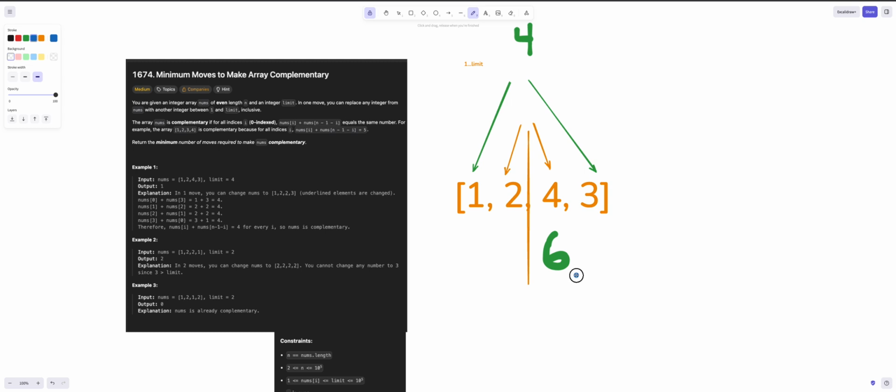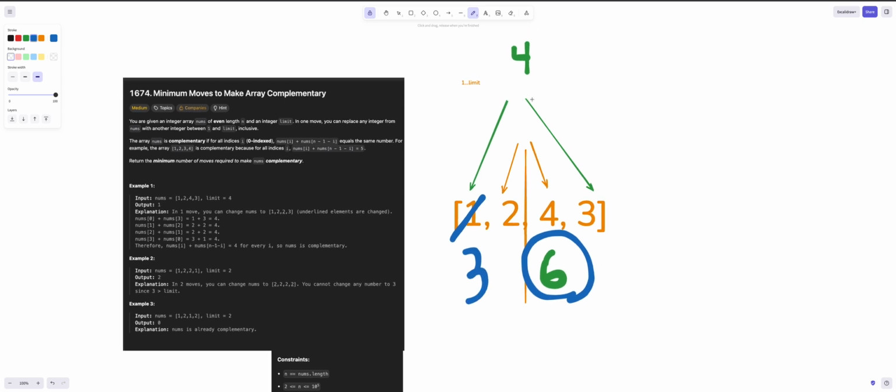Let's consider we take 6 as our target. There's a simple way to change it. We just simply replace the 1 with 3. So 3 plus 3 will become 6, and that will become the complementary array. And then the move count will be only 1, because we only need to change one number. So that counts the minimum moves as 1.